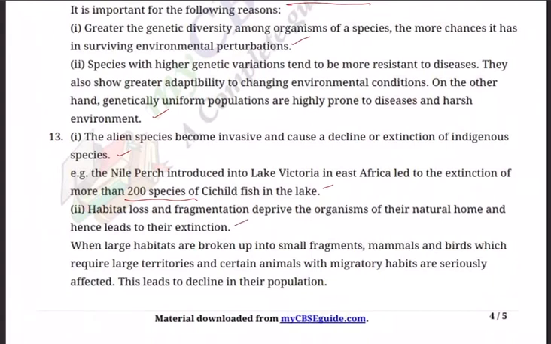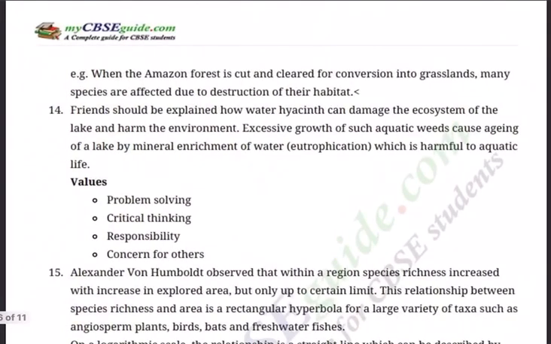Second, habitat loss and fragmentation deprive the organisms of their natural home and hence lead to their extinction. When large habitats are broken up into small fragments, mammals and birds which require large territories and certain animals with migratory habits are seriously affected. This leads to decline in their population.